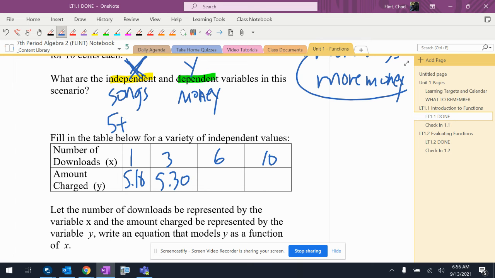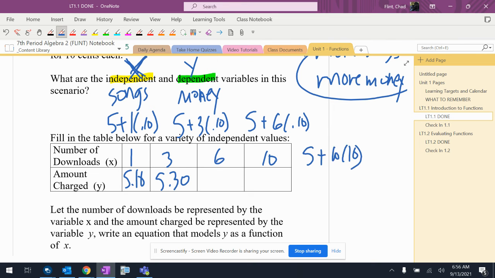I pay $5 plus 1 times 10 cents. For that one, I pay $5 plus 3 times 10 cents. And that's how they all work. $5 plus 6 times 10 cents. And $5 plus 10 times 10 cents. So this is going to be $5.60. And this is going to be $6.